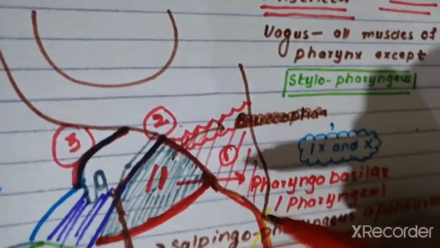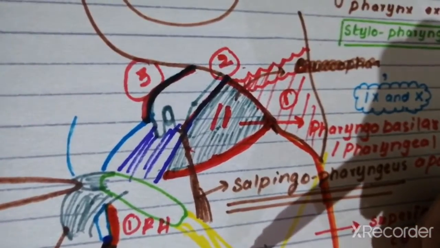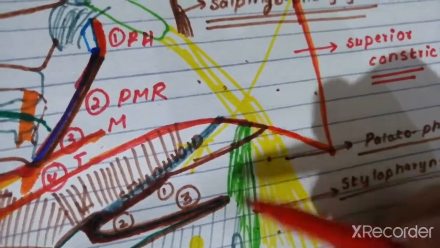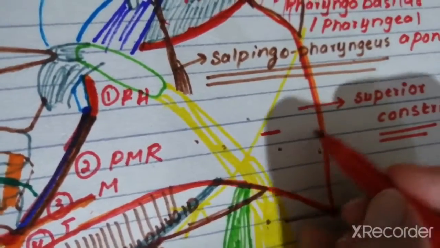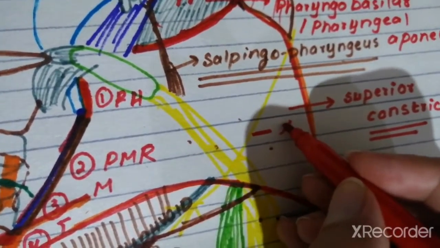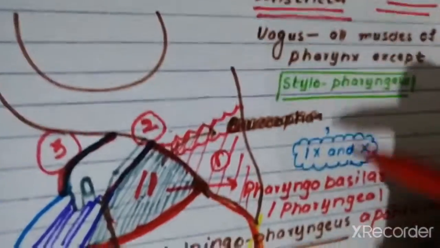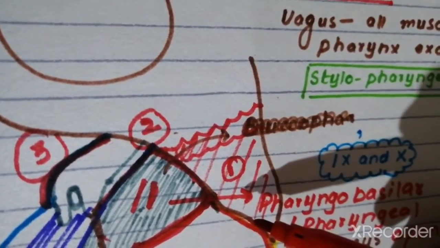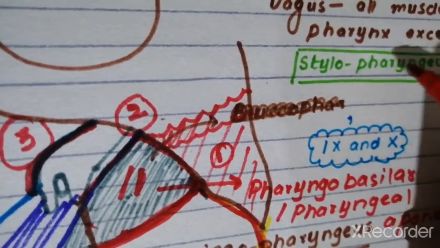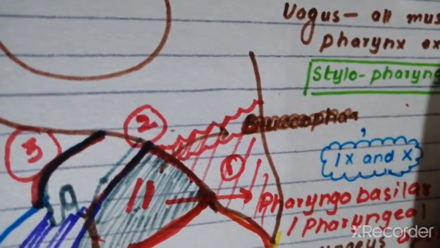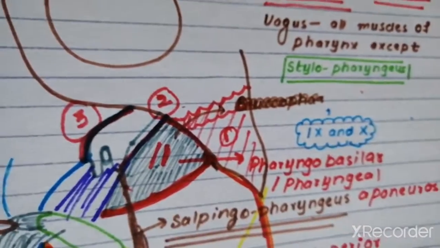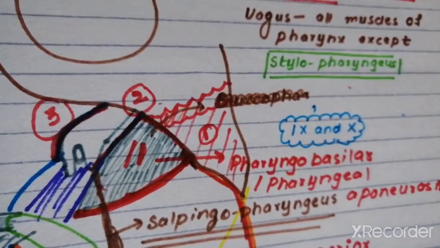Thing to understand is that most of the muscles, including the longitudinal and the circular, are supplied by the vagus nerve, except the stylo-pharyngeus, which is this muscle over here. This happens to be supplied by the glossopharyngeal nerve, which is cranial nerve 9, I believe. So that's an important point: all of the muscles, with the exception of the stylo-pharyngeus, are supplied by the vagus, and the stylo-pharyngeus is supplied by the glossopharyngeal nerve, which is an interesting thing to keep in mind.